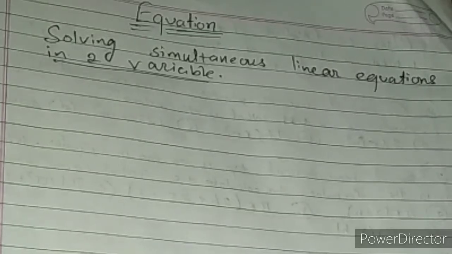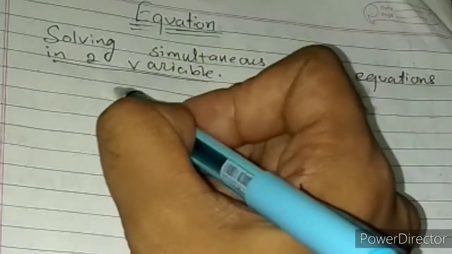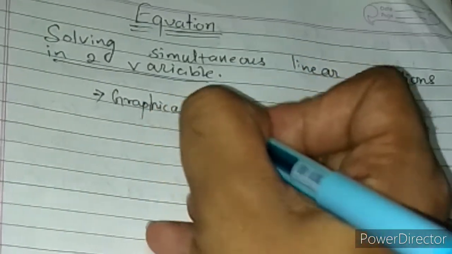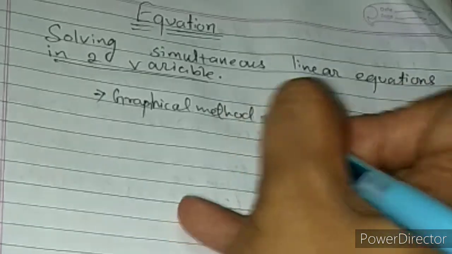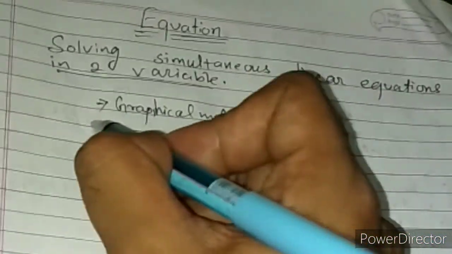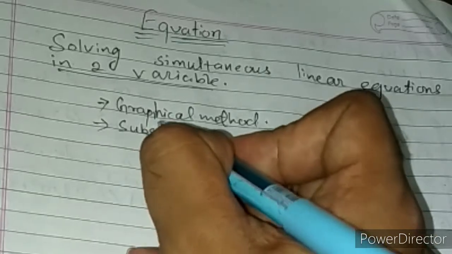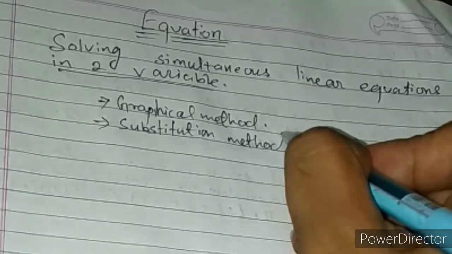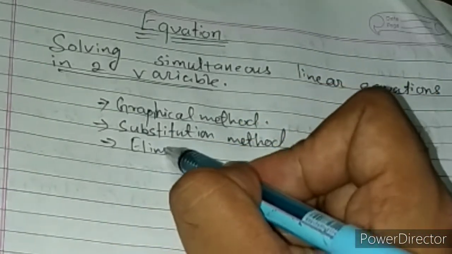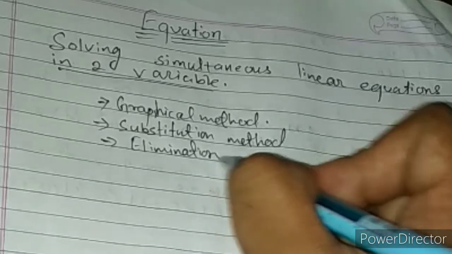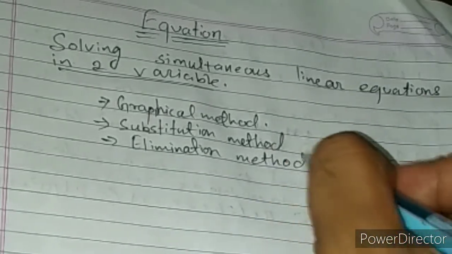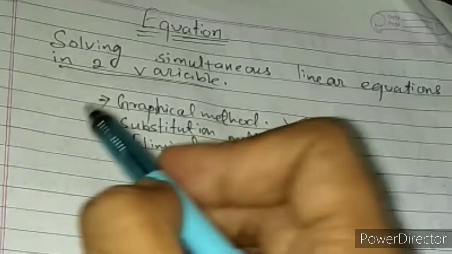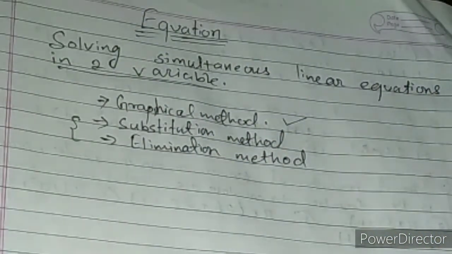We know how to solve it. We have many methods to solve linear equations. One, the graphical method, which we have done in class 8 by making graphs. Another, the substitution method and elimination method. The graphical method we have done in class 8. The substitution and elimination methods we learned in class 9.